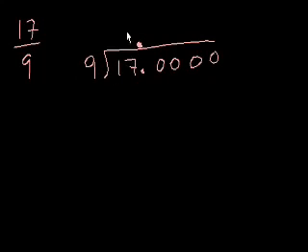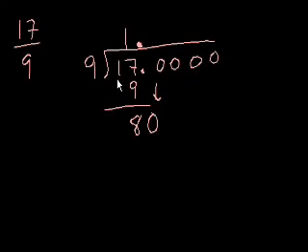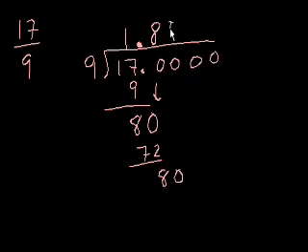So 9 goes into 17 one time. 1 times 9 is 9. 17 minus 9 is 8. Bring down a 0. 9 goes into 80. Well, we know 9 times 9 is 81, so it has to go into it only 8 times, because it can't go into it 9 times. 8 times 9 is 72. 80 minus 72 is 8. Bring down another 0. I think we see a pattern forming again. 9 goes into 80 8 times. 8 times 9 is 72. And clearly I could keep doing this forever. And we'd keep getting 8s.